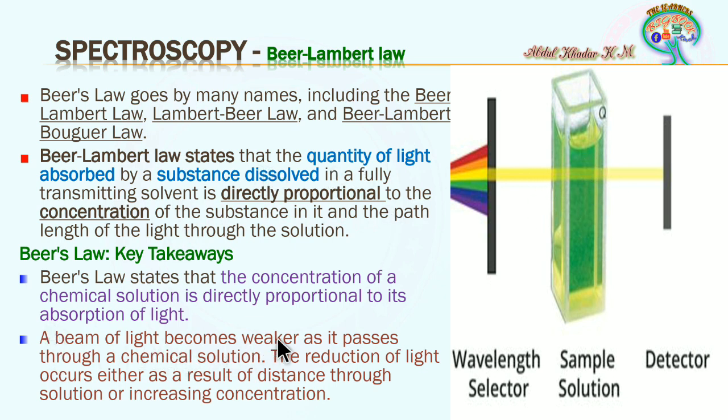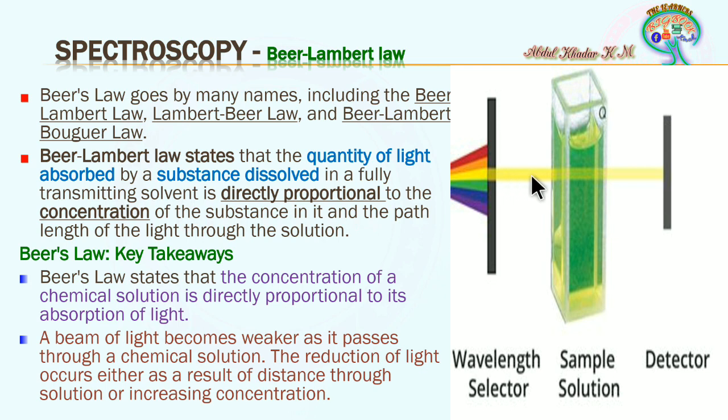A beam of light becomes weaker as it passes through the chemical solution. The reduction of light occurs either as a result of distance through solution or increasing concentration. Now here, when a beam of light is passed, a reduction of light is going to occur after passing through the transmitting solution. So whatever light is seen here, that is the reduction of light.